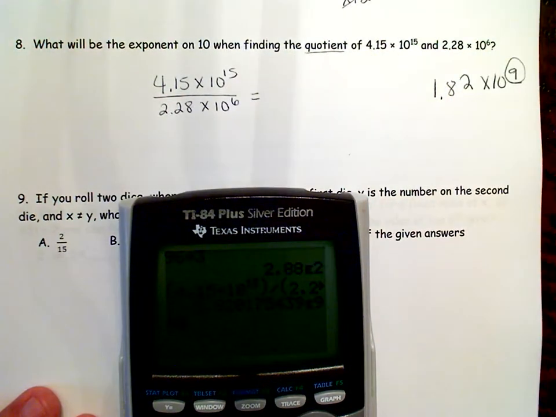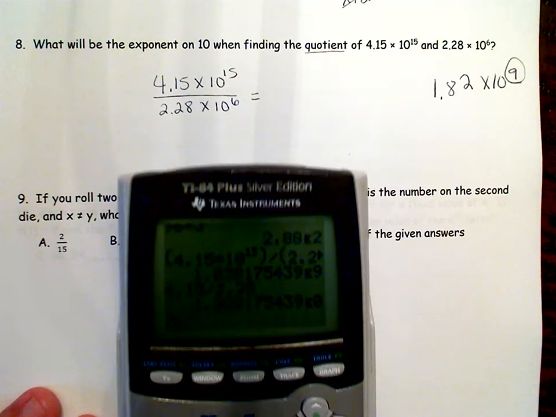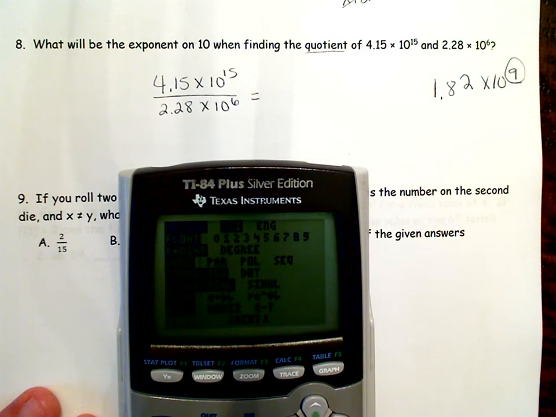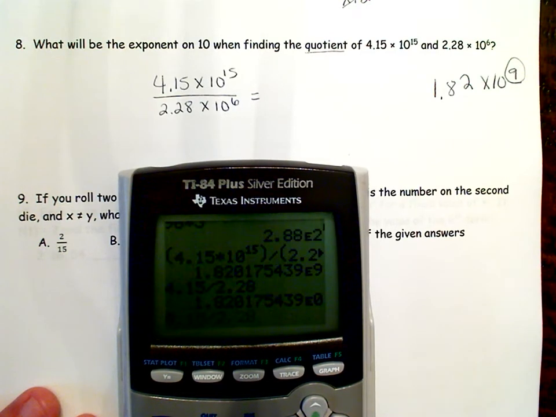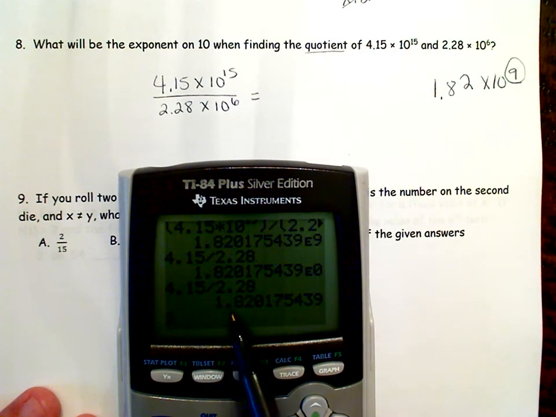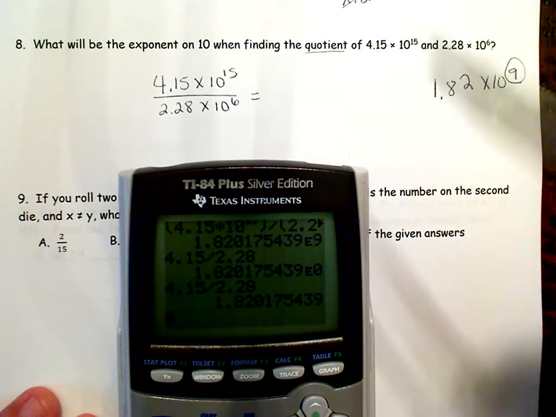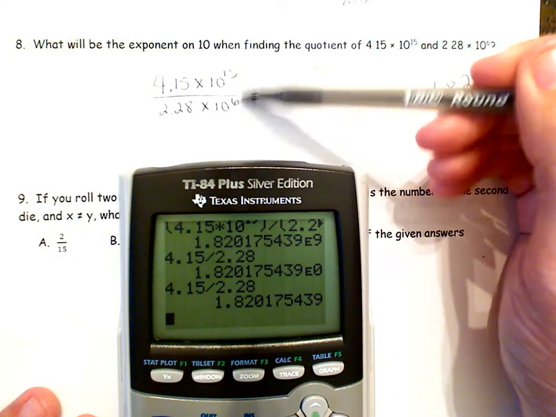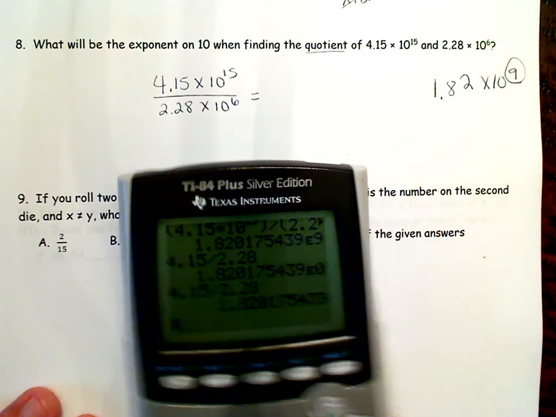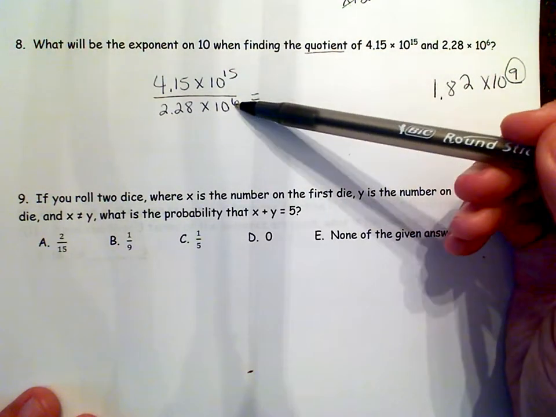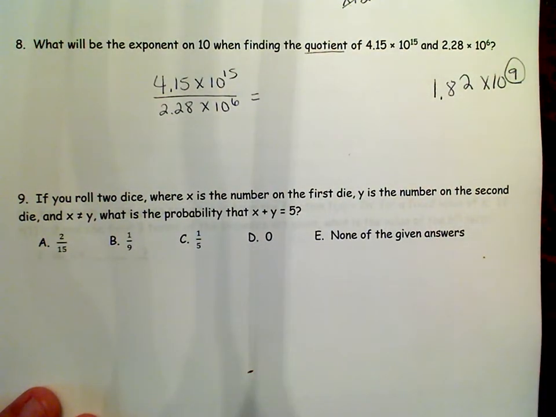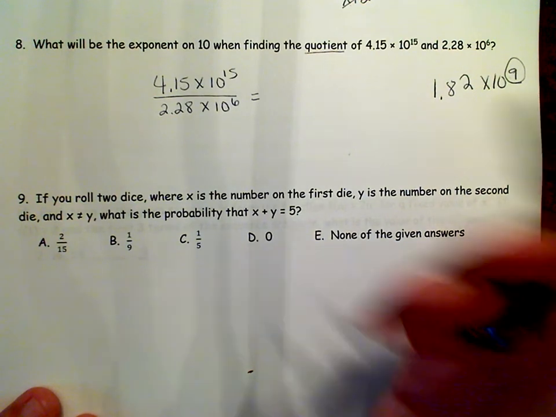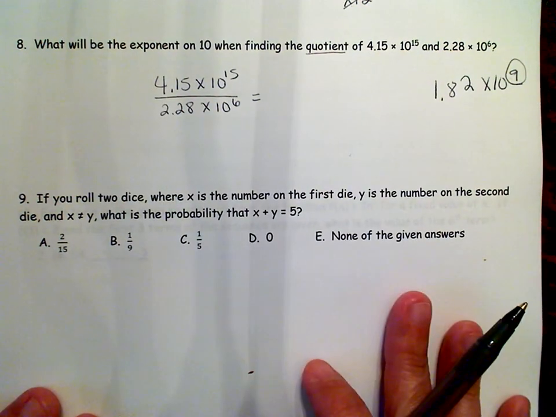And again, like I said, you could have just subtracted your exponents too. If we did 4.15 divided by 2.28, oops, I'm still in scientific notation. If I get back out of that, I get 1.82, and then all I have to do is subtract these exponents like you learned last year in algebra. 15 minus 6 gives us 9. So that's another way to do it. But again, both of them are pretty easy.